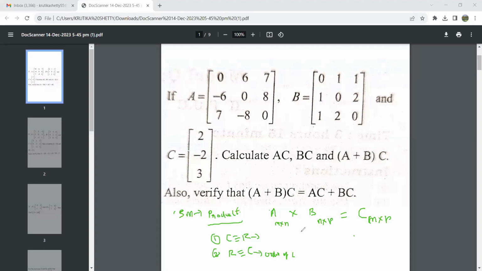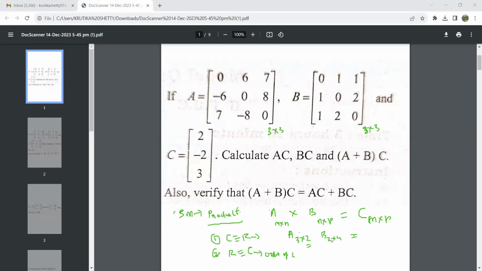So pay attention, we will discuss this question only. The matrix A has the order 3 cross 3, and the matrix B is also having the order 3 cross 3. So when the orders are the same, multiplication is possible. Now come to A and C. I'll consider the A matrix as 3 cross 2, and matrix B as 2 cross 4. You need to check the order.